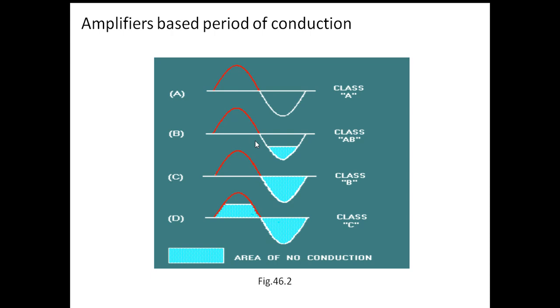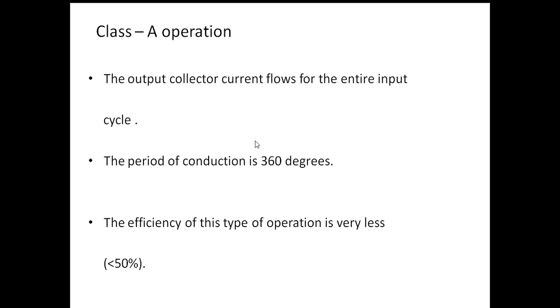The waveform is drawn with two colors, red and white. The red line shows the positive half cycle, the white line shows the negative half cycle. The upper portion is the positive half cycle, the lower portion is the negative half cycle with respect to the horizontal line. In class A operation, the output current or the collector current flows for the entire input cycle. Meaning, by giving an AC signal or a sinusoidal signal as input to the amplifier, if the output consists of the entire signal, okay, entire signal means, let us see the previous slide.